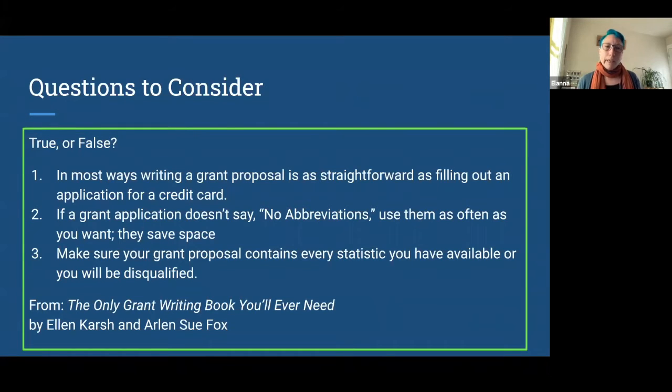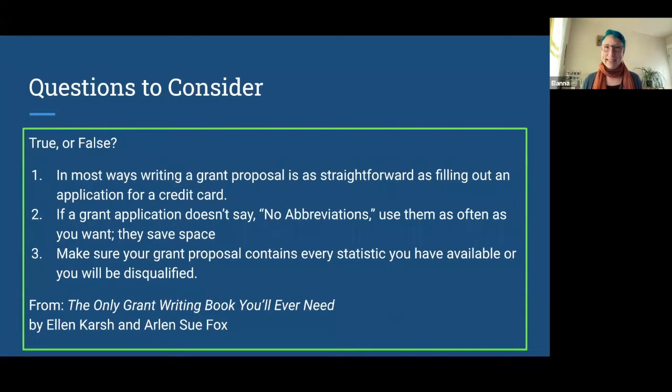So for example, in most ways, writing a grant proposal is as straightforward as filling out an application for a credit card. Is that true or false? So I would say that's false. You really want to have that process that's integrated with your stakeholders in those conversations. So you're not just filling in the boxes, really. So number two, if a grant application doesn't say no abbreviations, use them as often as you want.